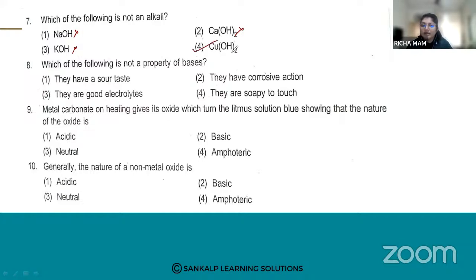This cupric hydroxide, okay, Cu(OH)2. So Cu(OH)2 is not an alkali. Okay, so your copper hydroxide is not an alkali, because an alkali should be soluble in water. So your NaOH, KOH, and calcium hydroxide, when you add them to water, they will dissolve. But copper hydroxide, when you add it to water, will not dissolve.